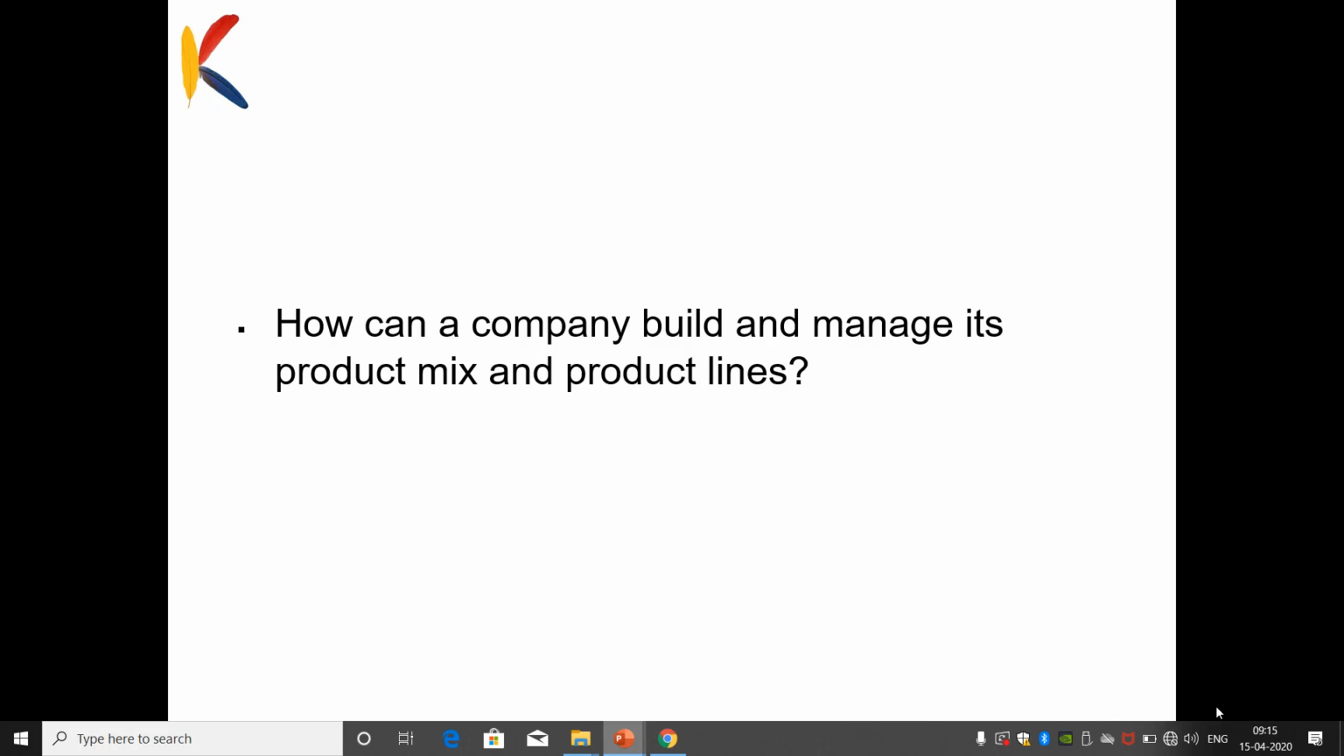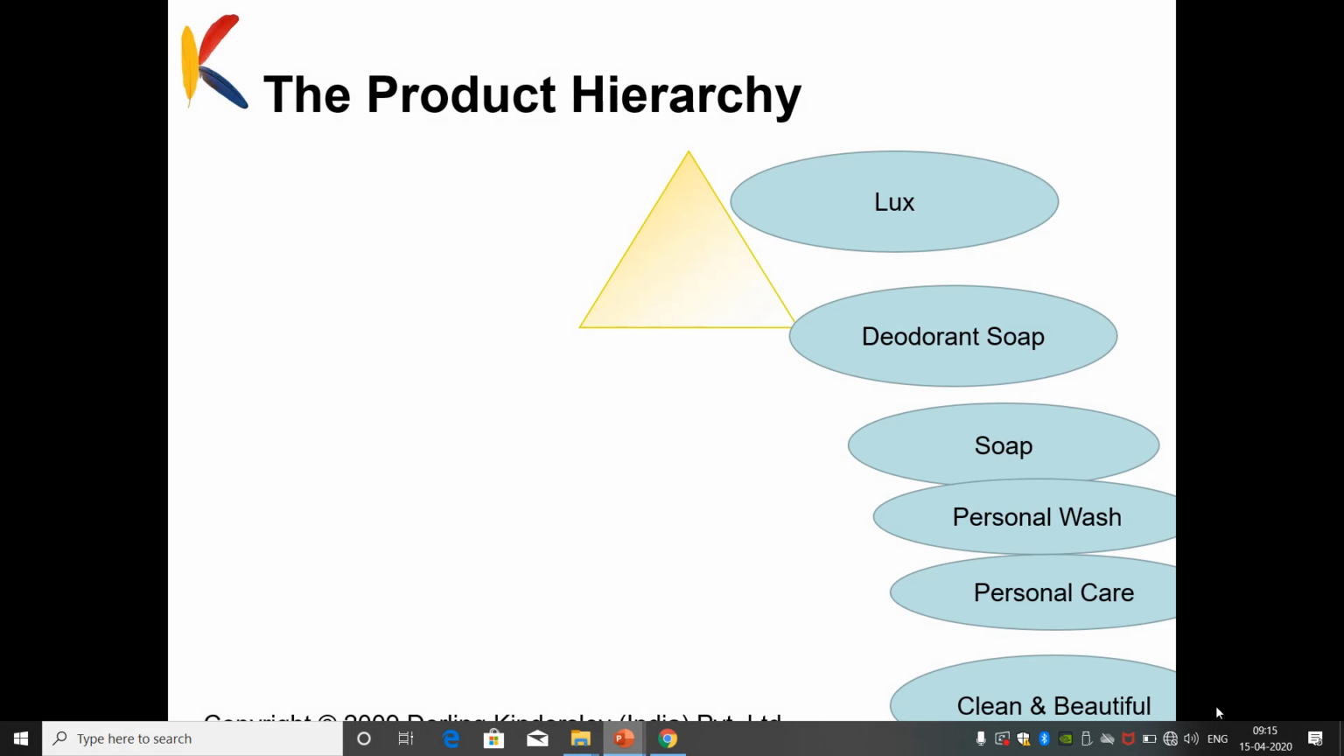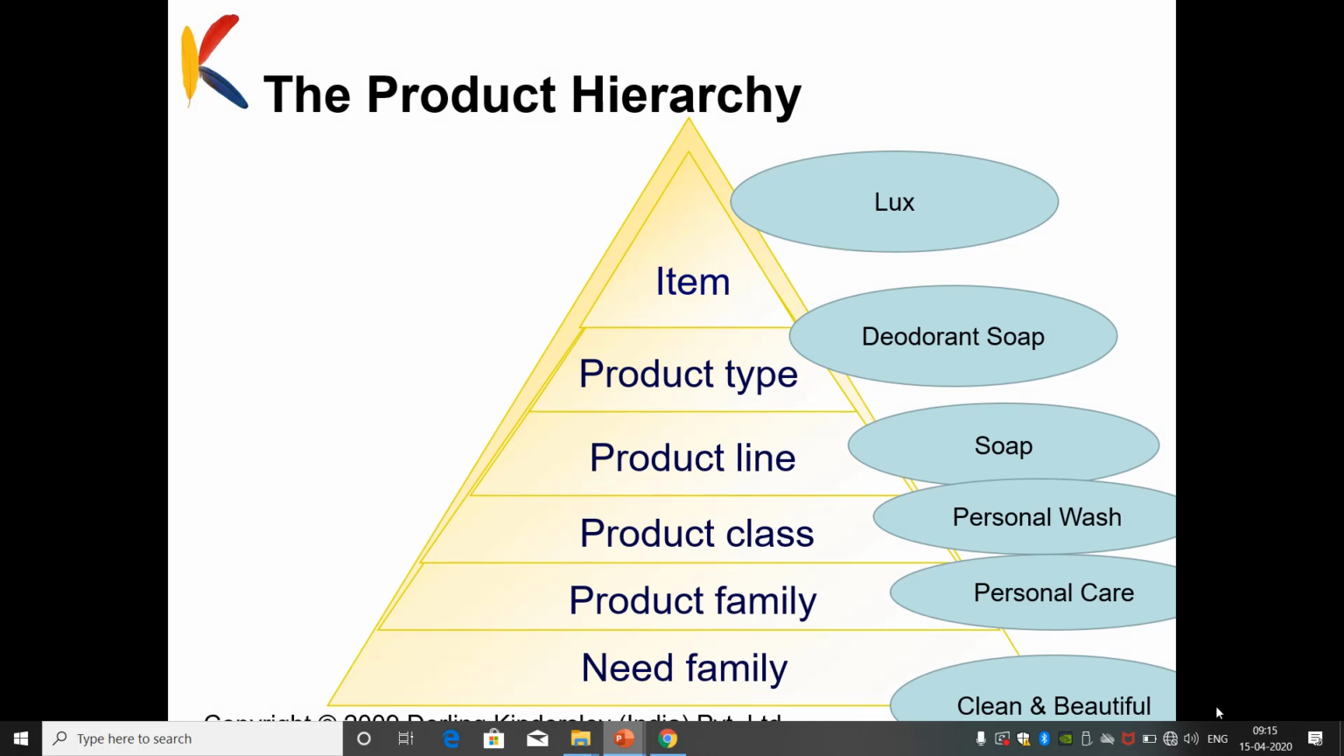So often a question comes to our mind: how can a company build and manage its product mix and product line? So we are going to discuss both of these things, but before that we just need to understand one pyramid. So let us understand that product hierarchy pyramid. As you can see, I have taken one example of an FMCG product. Let's say when you are using a bathing soap of any brand, like here I have taken the example of Lux. So that is called a product item.